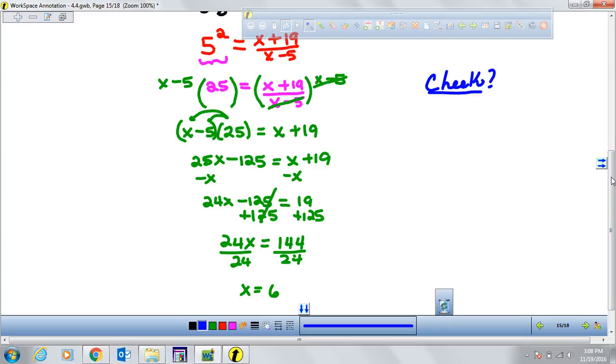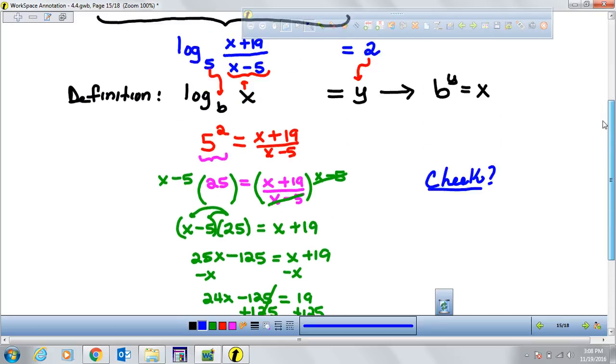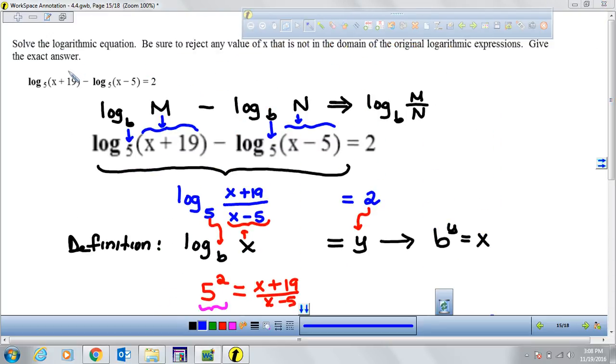So we're going to go back all the way to the top, the original logarithmic expressions, and we're going to say, right here, x plus 19 must be greater than 0. So if I subtract the 19 to leave the x by itself, the domain tells me that x must be greater than negative 19. That is the first domain. Second one, x minus 5 must be greater than 0. So if I move the 5 over, I add it.